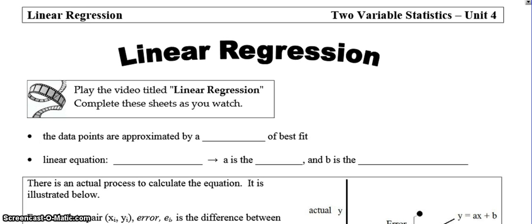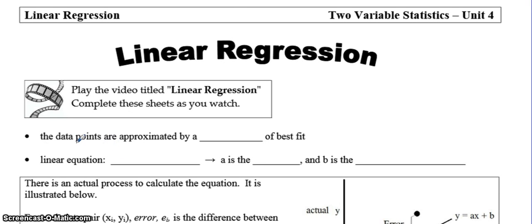Welcome to your video on linear regression. Linear regression consists of finding the line of best fit, going through the points as best as it can, and it is usually done with the least squares line. So with linear regression, the data points are approximated by a line of best fit, and again, that is usually the least squares line.